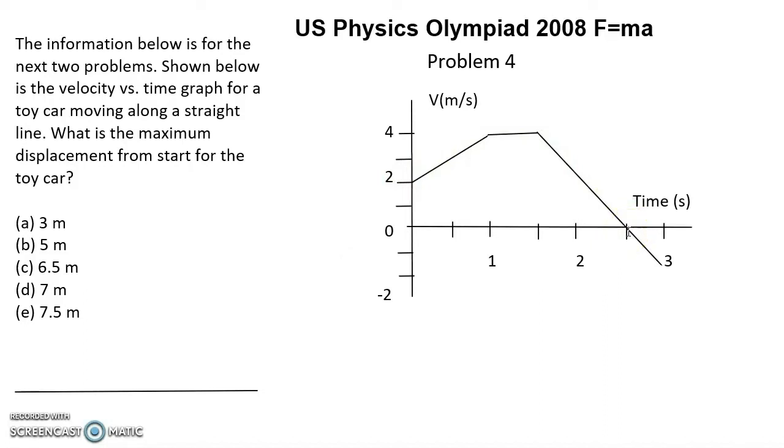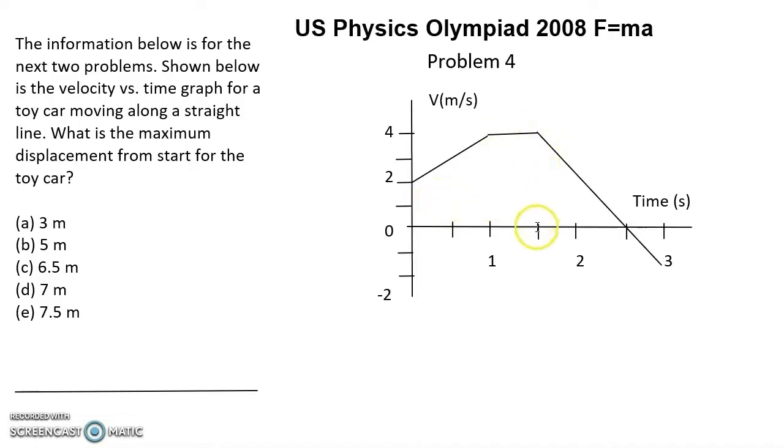So we will move till point 2.5 seconds, and we have to find the area under this graph from 0 to 2.5 seconds. Let's count it. From 0 to 1, that will be 2 and 4, average of this is 3, so it's total 3 here. From 1 to 1 and a half, we have 0.5 multiplied by 4, which is 2. So here we have 3 and here we have 2, total is 5.